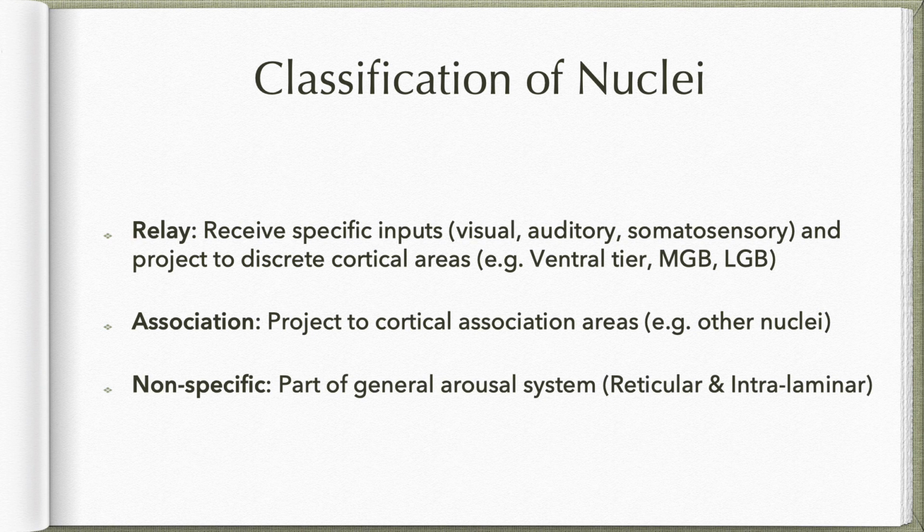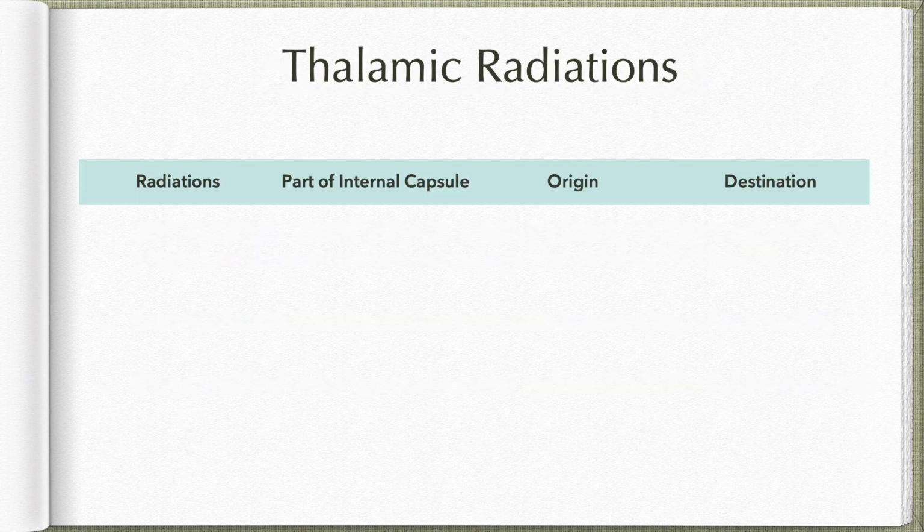They are part of general arousal system. They receive information from the reticular formation and they will project to almost all the areas within the cortex. So the reticular nuclei and the intralaminar nuclei, they belong to this non-specific group of nucleus. This is one way of classifying the nuclei in the thalamus.